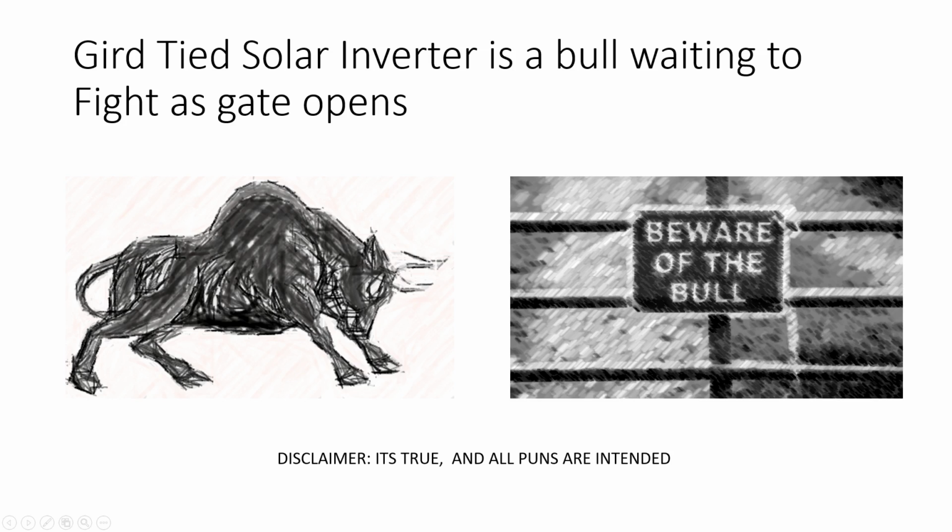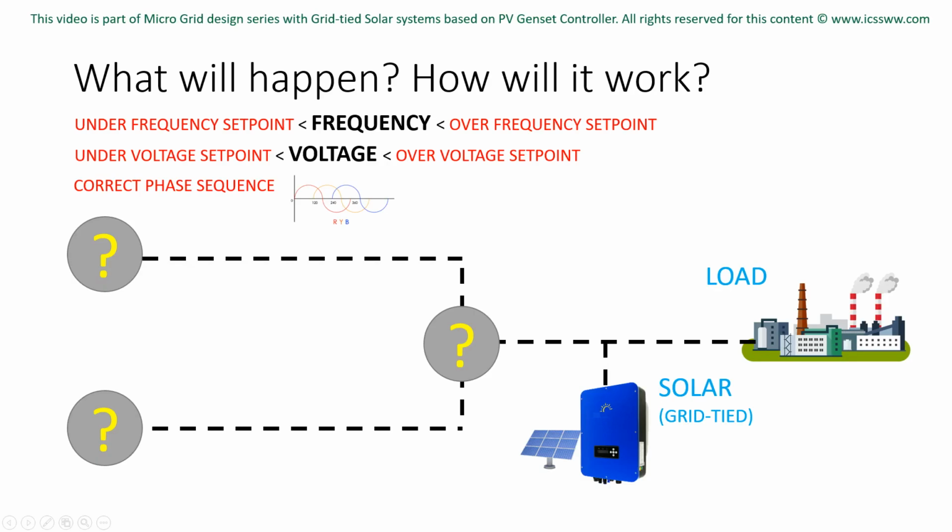Grid-tied solar inverters are like a bull waiting eagerly to enter a bullfight and are only waiting for the holding gate to open. Let me explain the analogy in detail later in this video. Grid-tied inverters cannot differentiate on their own if the AC power being supplied to them as a reference is being served by a generator or grid, as long as the following electrical parameters are within the acceptable range of the inverter.